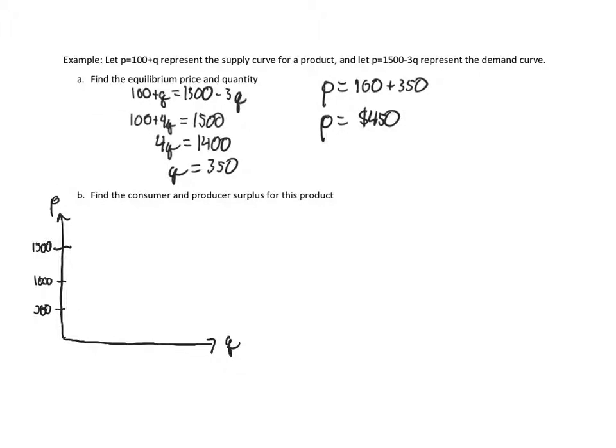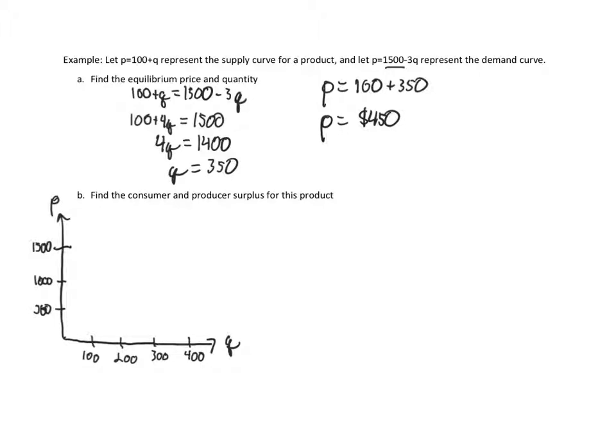Because I know for my demand curve, the y-intercept is 1,500, so I at least need to be that high. And then I know these things are going to intersect at 350. I'm going to go a little bit past that. So let's say for this axis, I'm going to do 100, 200, 300, and 400.